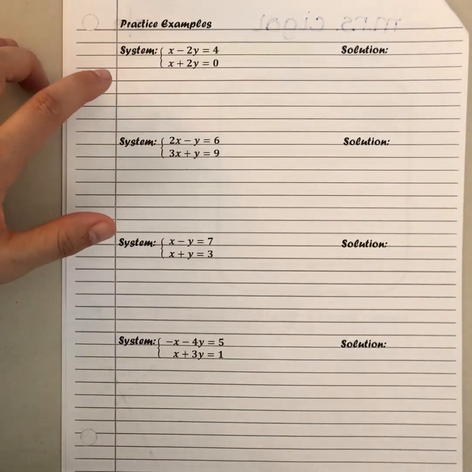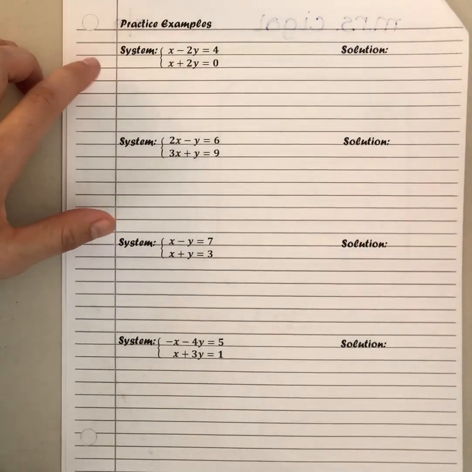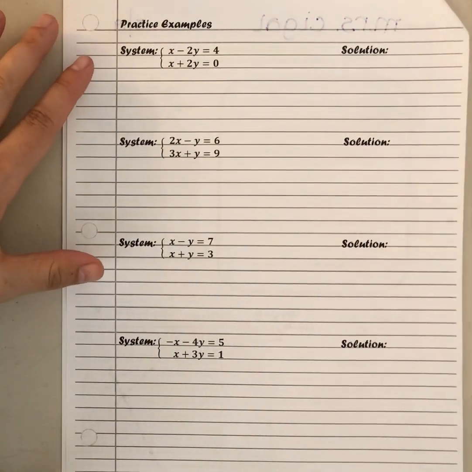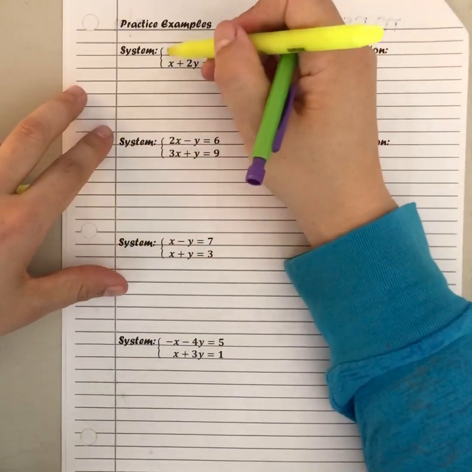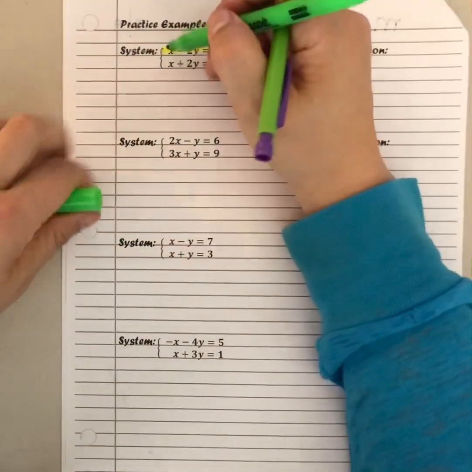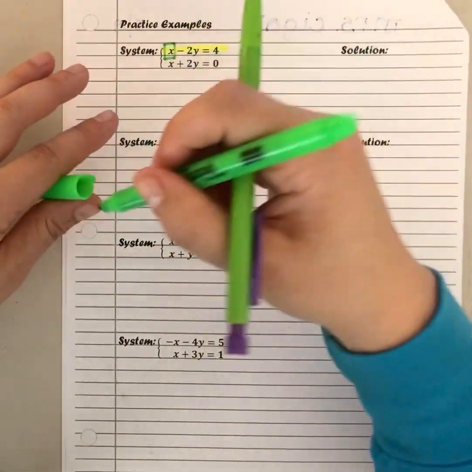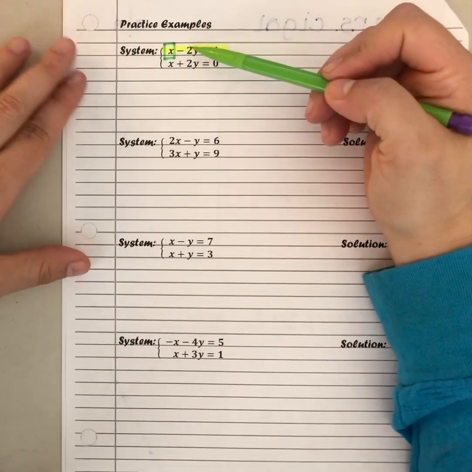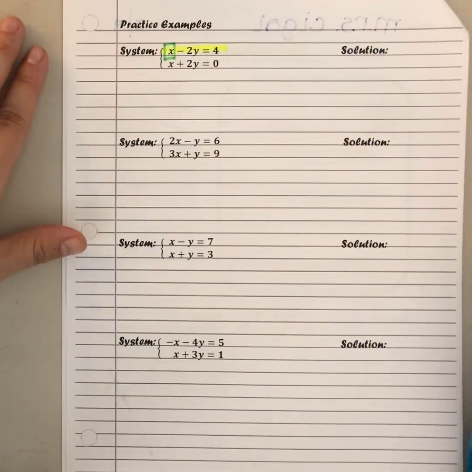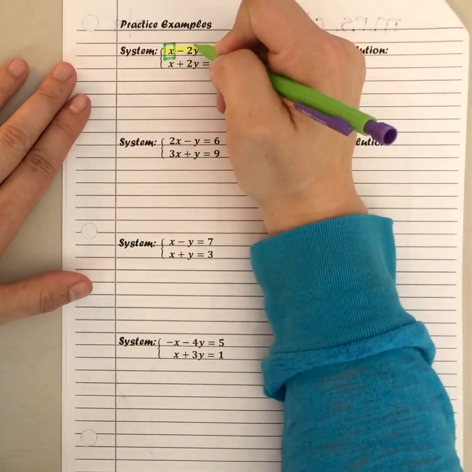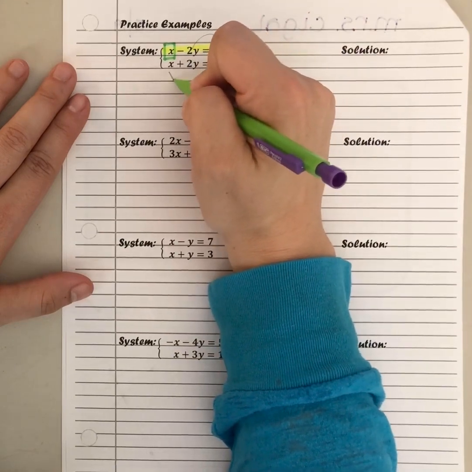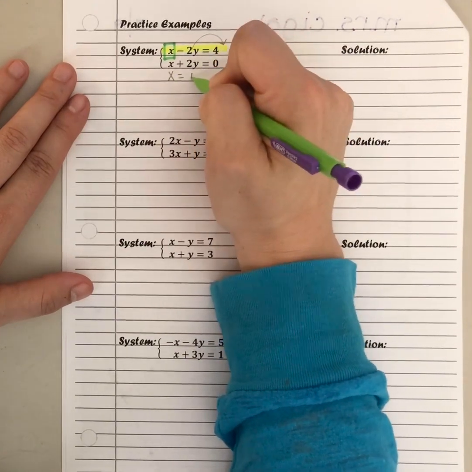For this example, we are going to want to choose one of these equations to solve for one of its variables. It does not make a difference which one you pick. I think I'm going to take this equation, and I would like to solve it for the x value because its coefficient is a 1, so that's going to be really easy. So that means all I have to do is move this 2y to the other side. I don't have to divide by anything or change any signs. So that's what I'm going to do. I'm going to add this 2y over to the other side. It's going to become x equals 4 plus 2y.